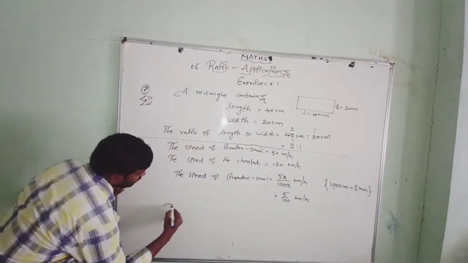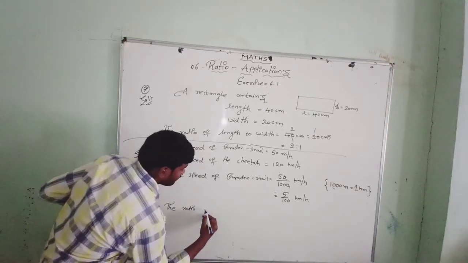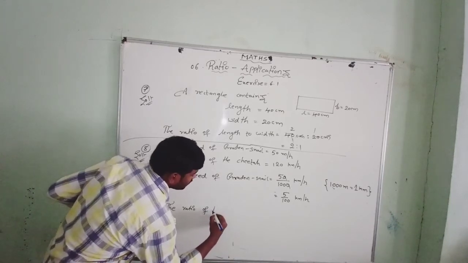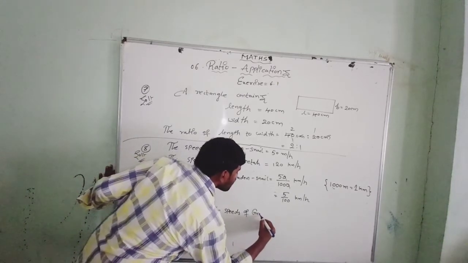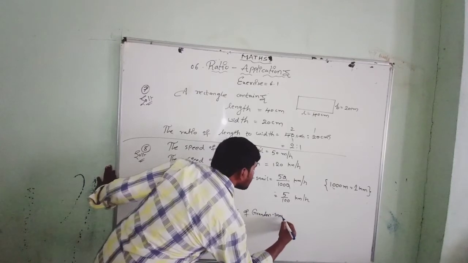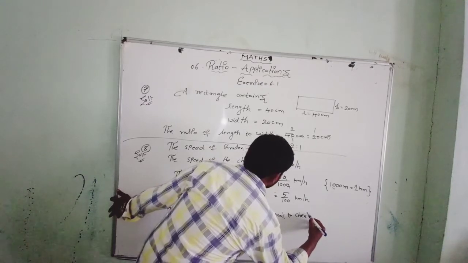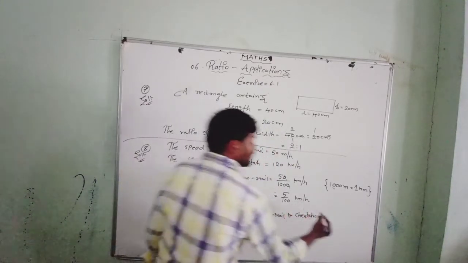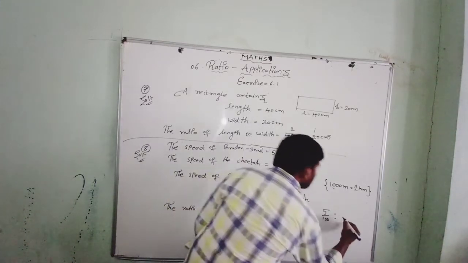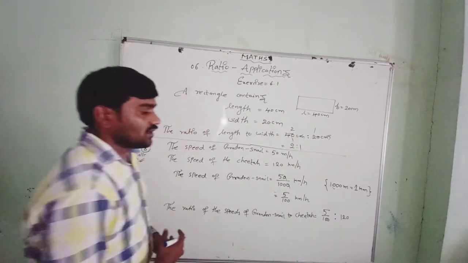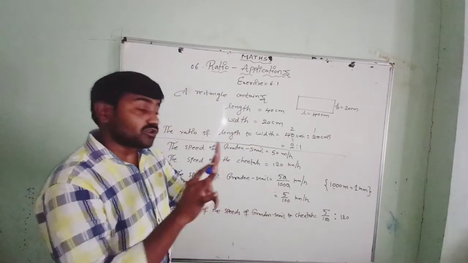Now the ratio of speeds of garden snail to cheetah is equal to garden snail to cheetah. Garden snail is what? 5 by 100 is to cheetah is what? 120. Cheetah is 120. Now let us see, here denominator 100 is there, but the denominator 100 should not be there.